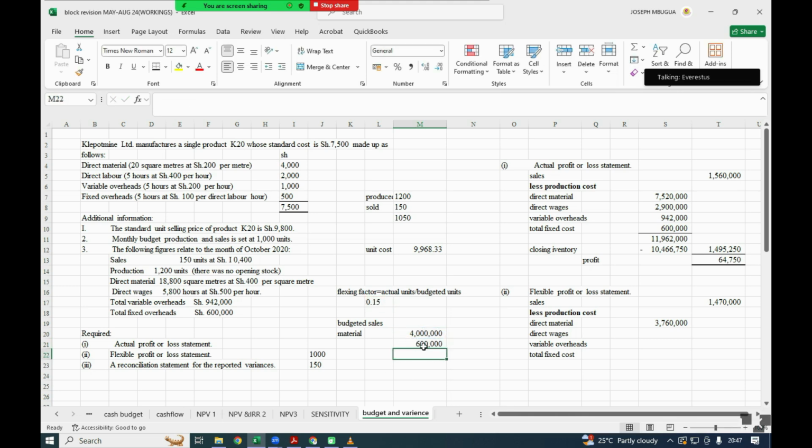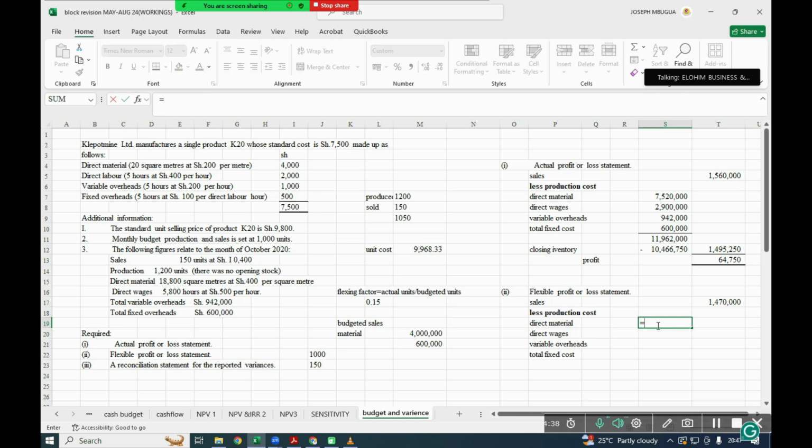So it doesn't add up. It's supposed to be 600. Meaning that if it was 600, we had planned to sell 150, not 150. So the production, we had planned to produce 1,2. I'll go with this one.